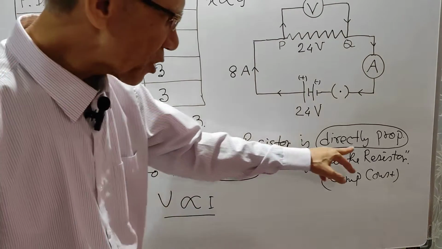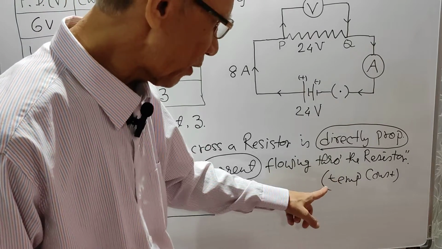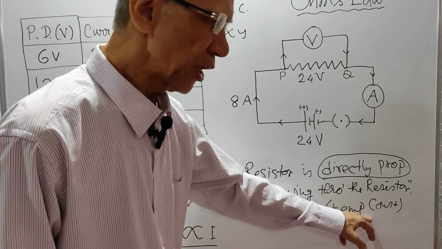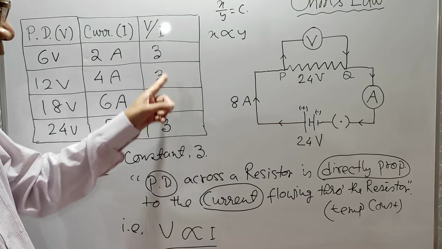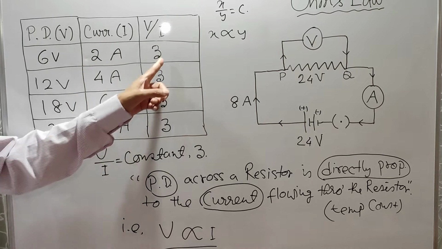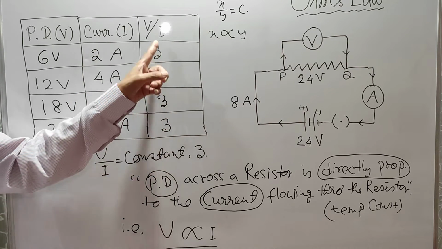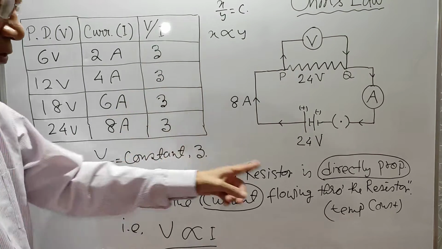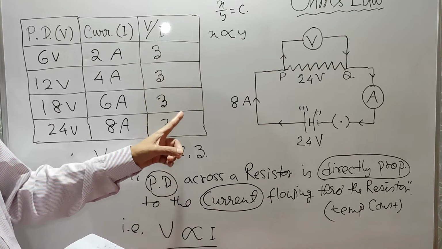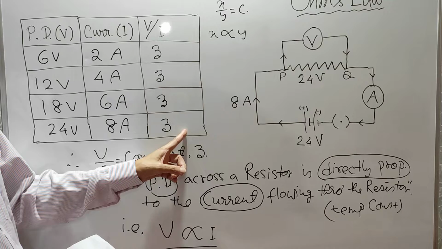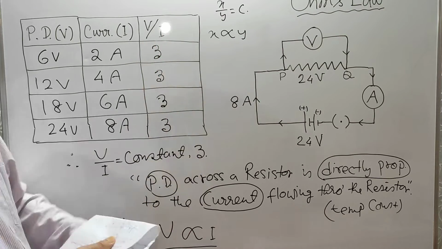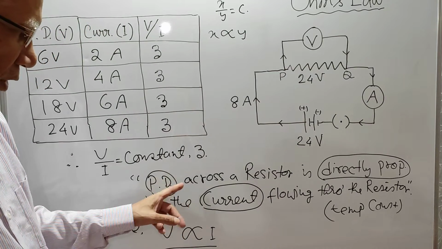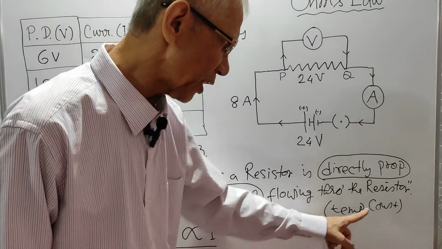Therefore, this law has a qualification. And what is the qualification? Temperature should be constant. If temperature changes, then these values will change because this current will change. But whatever value this V by I is, they will be the same. Now it is 3, 3, 3, 3. If temperature changes, maybe it will be 2.5, 2.5, 2.5, 2.5, or even 4, 4, 4, 4. They will be constant. Only the value will change if temperature changes. Therefore, when you state the law, you have to mention also that it holds at a certain temperature.